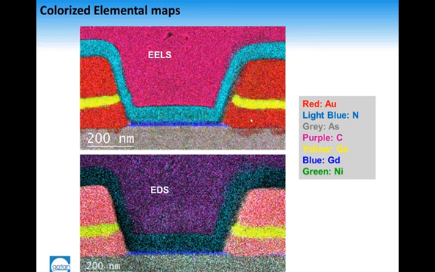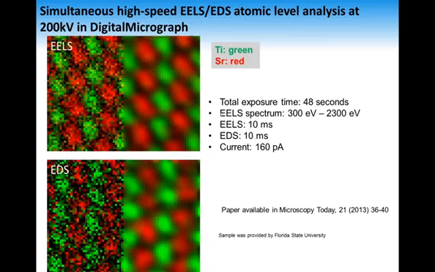The other interesting thing we can see in the EELS map is the diffusion of gold going into the substrate, the arsenic substrate, and this diffusion is not visible looking at the EDS map. So again, this shows the sensitivity of both techniques towards light and heavy materials.